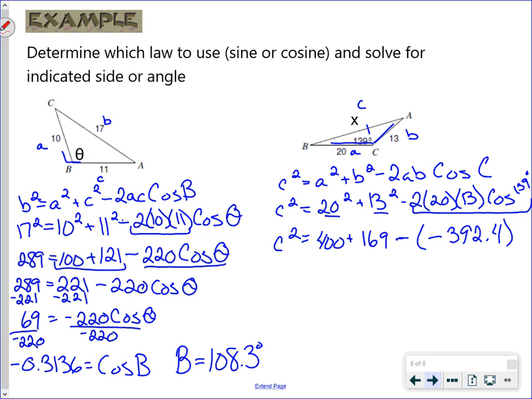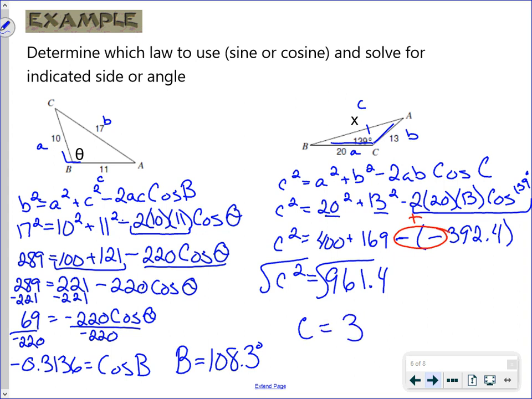So again, when that happens, our minus and negative will turn into a positive, and we will add these three values together. So our c squared equals 961.4. When we add those three together, we'll take the square root of both sides. So our c value will be 31.